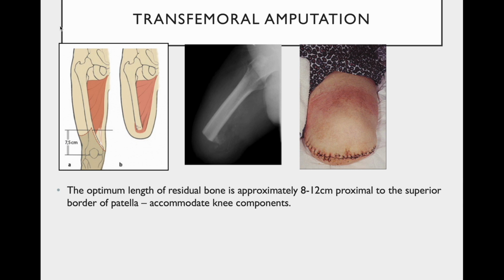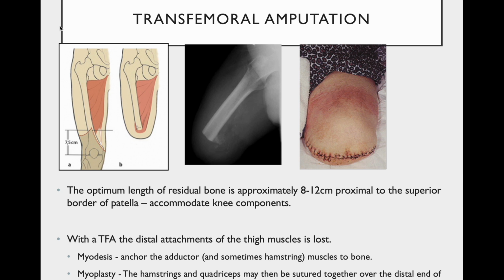centimeters proximal to the superior border of the patella. And this is so that the prosthetic knee components can be accommodated so that the knee centers are symmetrical. With the transfemoral amputation, the distal attachment of the thighs are lost, and I'll talk about this more in the next slide.